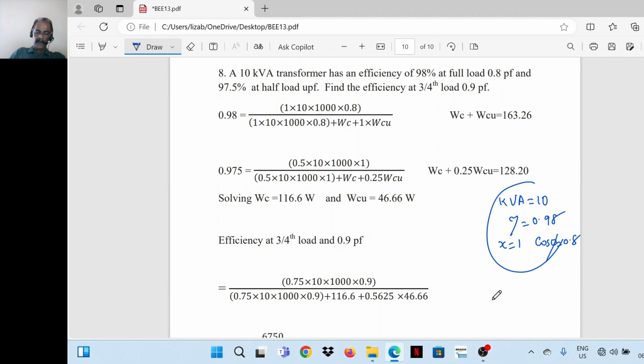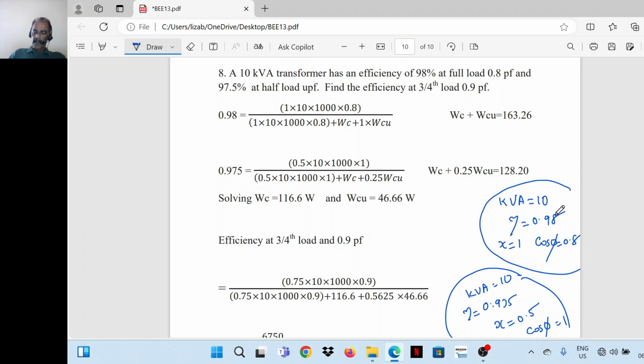The next case, efficiency is 0.975 at half load UPF. So efficiency is equal to 0.975, x is equal to 0.5, cos phi is equal to 1. So solving these two equations, we have to find the core loss and full load copper loss. Here also kVA times. This is one case, this is the other one.